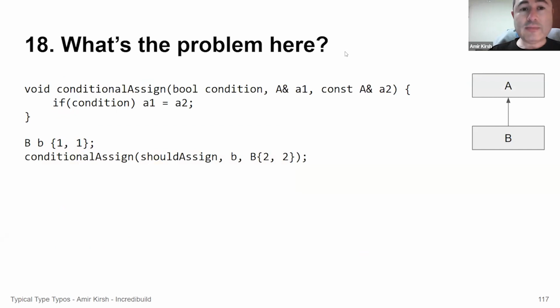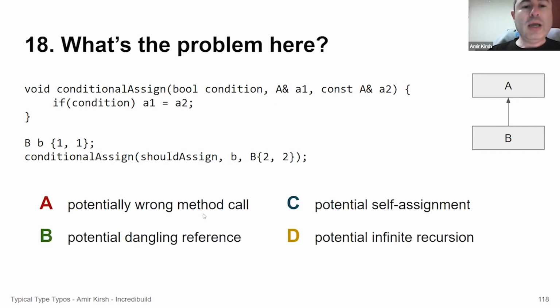Okay, next one. What's the problem here? I have a conditional assign, and the conditional assign gets a condition, and then it gets A1 and A2. If the condition is true, I assign A2 to A1, otherwise I do not. And I have a B, and B is derived from A, and I call conditional assign. This should be evaluated to true, and I send you B, and on the other side, I send another B. By the way, this is a temporary, which is okay because it's a constraint, and this is not a temporary, which is okay. Yeah, I expect an L value, and you are an L value.